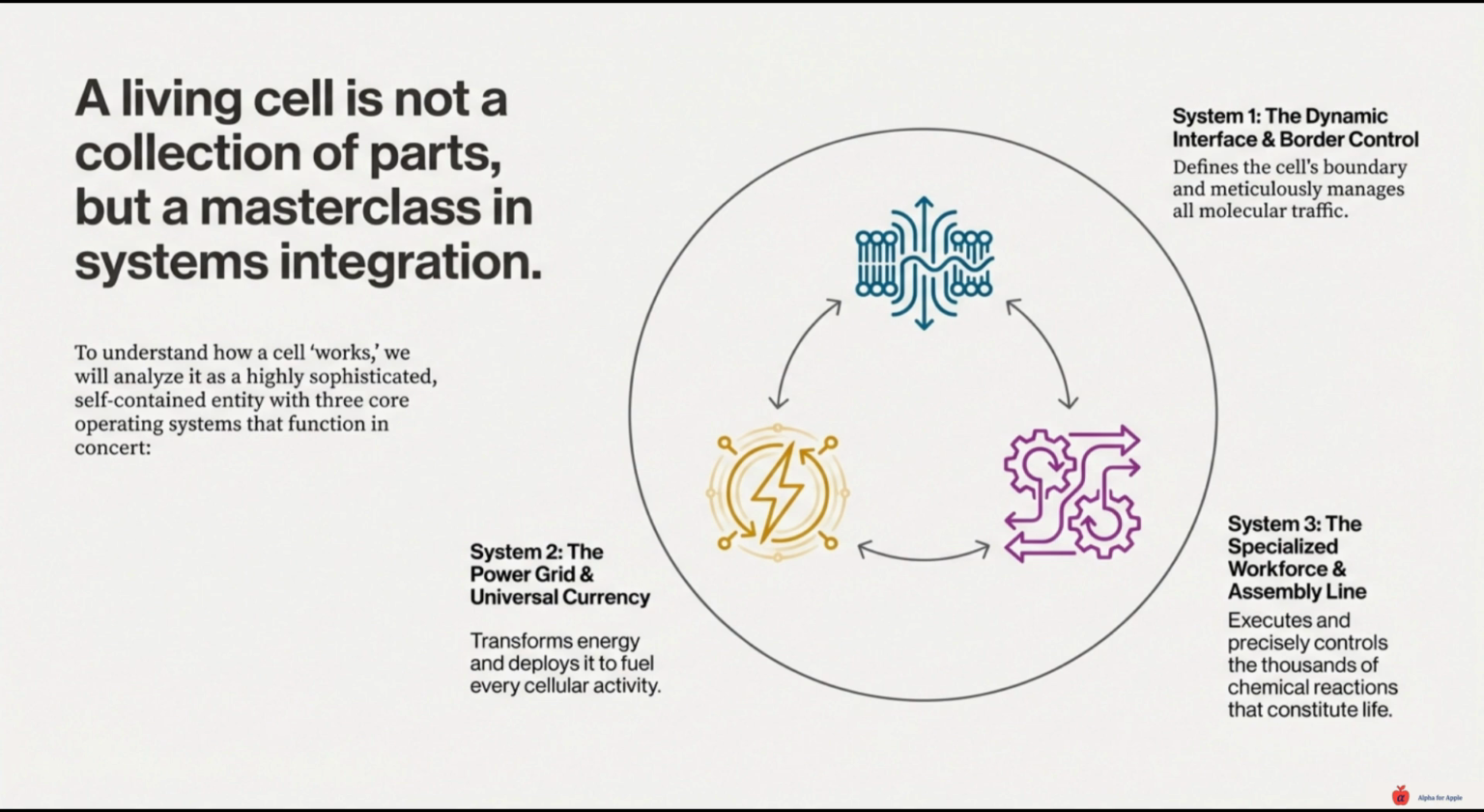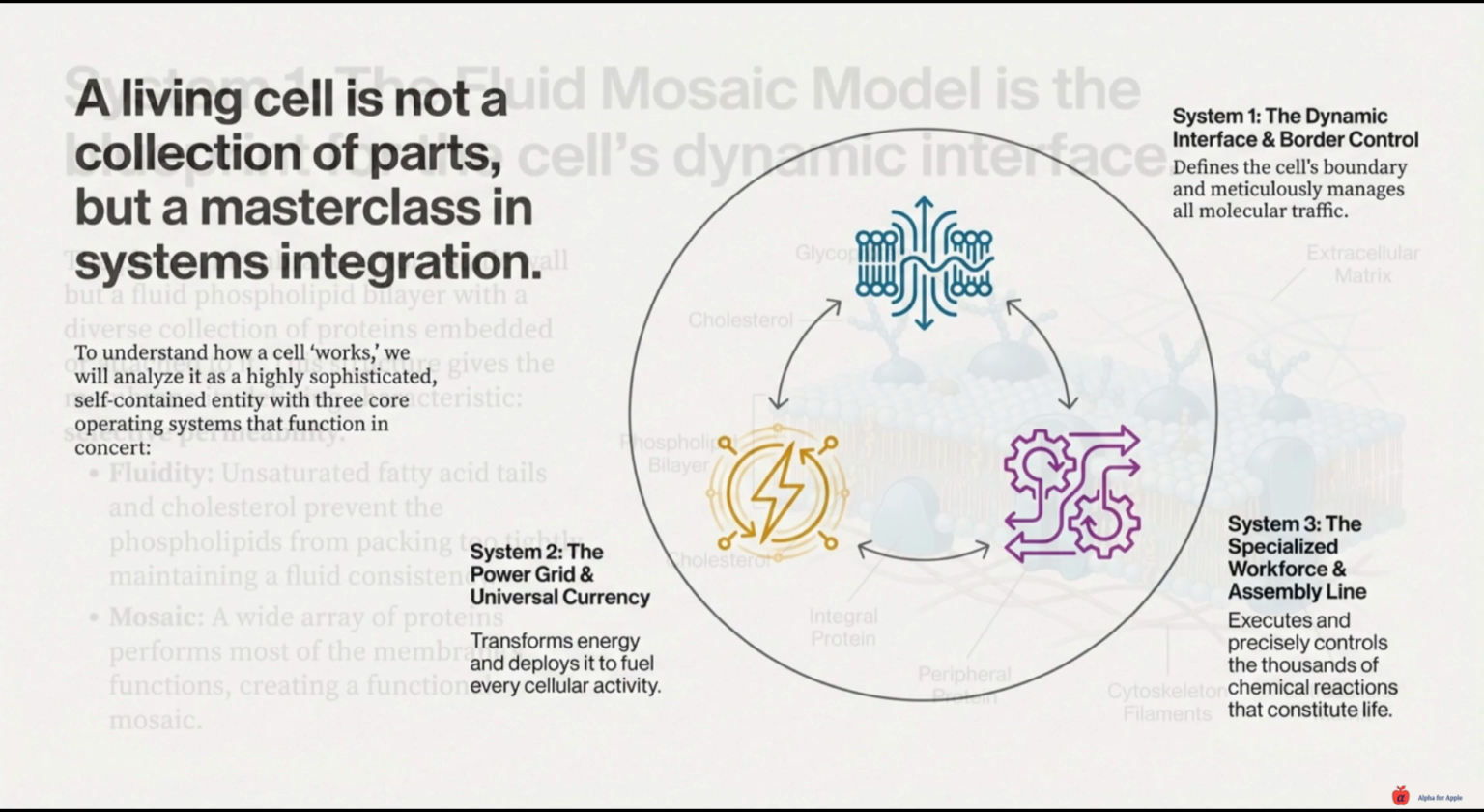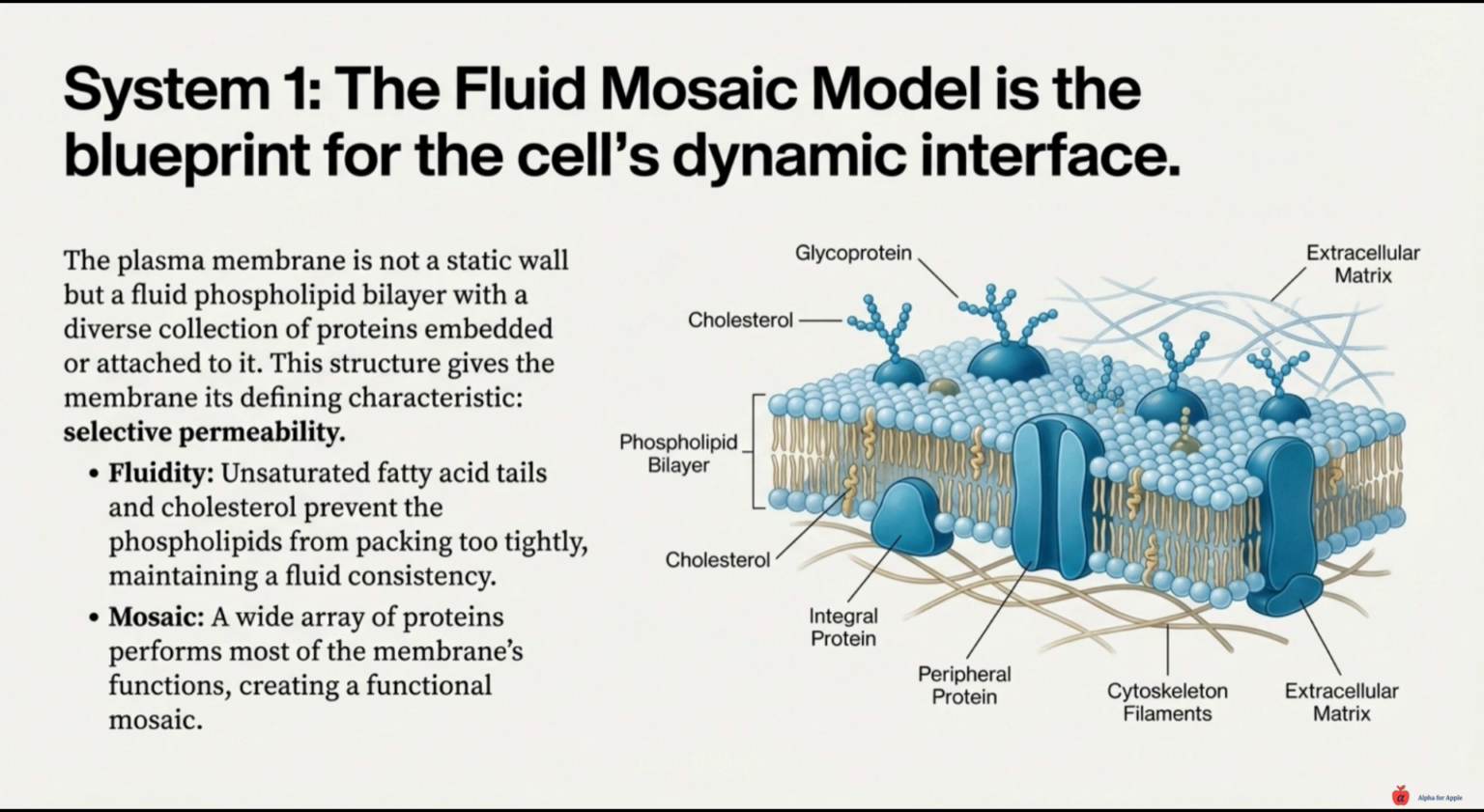So let's start at the edge, at the perimeter, with system one. The dynamic interface. We should probably start with the blueprint for this boundary, which is called the fluid mosaic model of the plasma membrane. The key insight here is right there in the name. It's not a rigid wall, it's a living, moving fluid. Right. It's primarily what we call a phospholipid bilayer, so two layers of these fatty molecules. But the important part is that those molecules are constantly shifting, creating this dynamic surface.